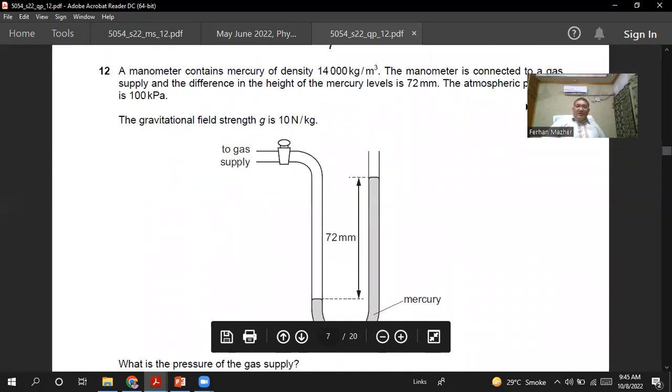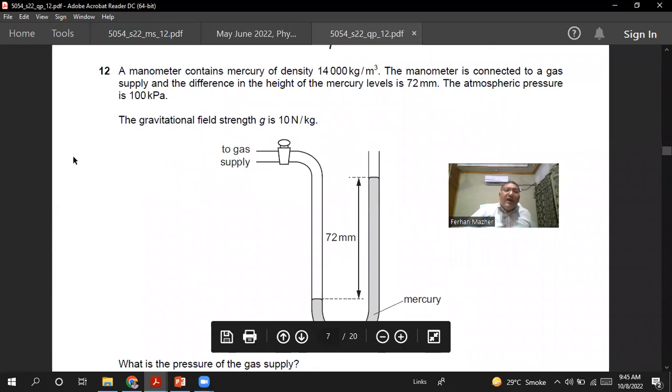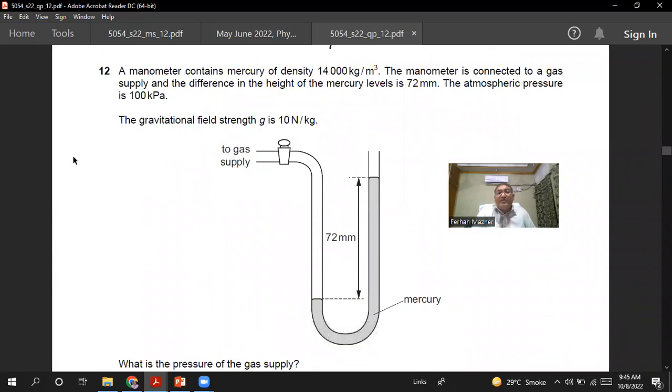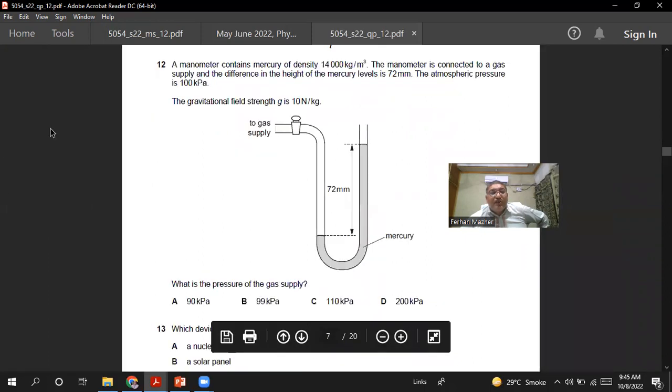Okay, so a manometer contains mercury of density 14,000 kg per meter cube. The manometer is connected to a gas supply and the difference in the height of the mercury level is 72 millimeter. The atmospheric pressure is 100 kilopascal. And he says the gravitational field strength g is 10 newton per kg. The question is, what is the pressure of the gas supply?